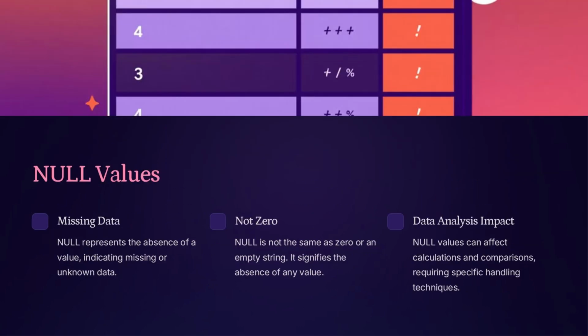Null values represent missing or unknown data in a dataset. Null is not the same as zero or an empty string. It indicates the complete absence of any value. Null values can impact data analysis, as they require special handling techniques when performing calculations or comparisons. It's important to understand how null values are represented and treated in your data in order to avoid skewing your analysis.